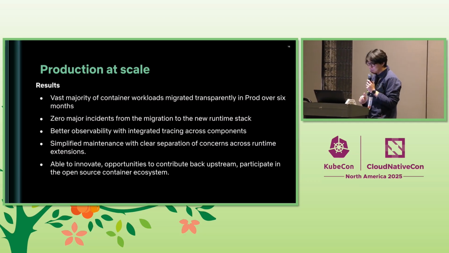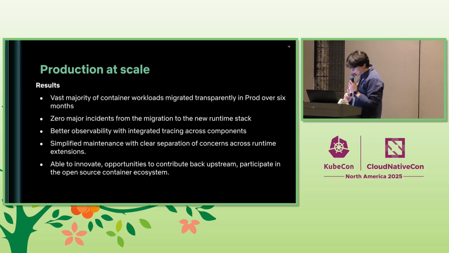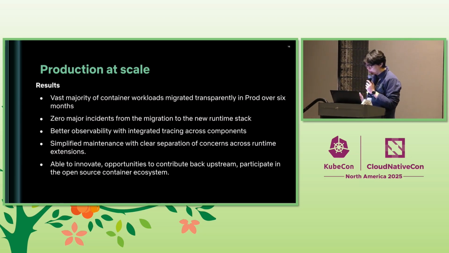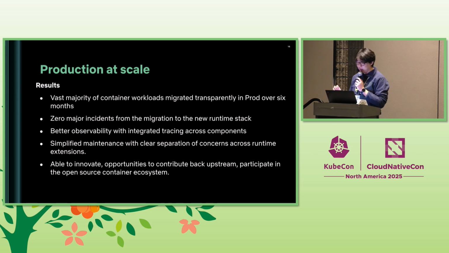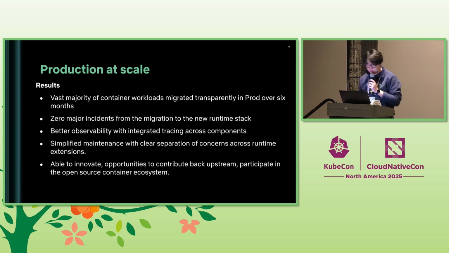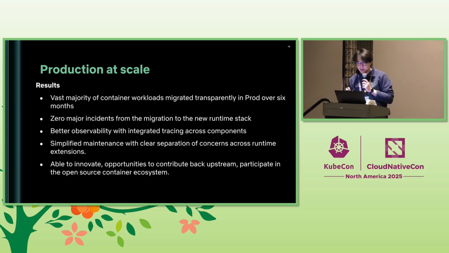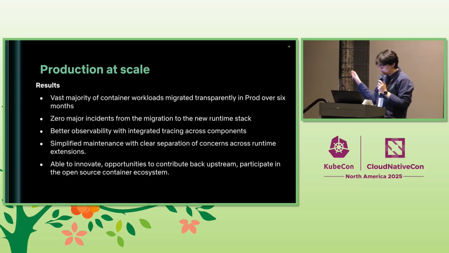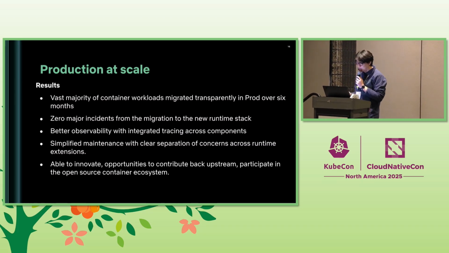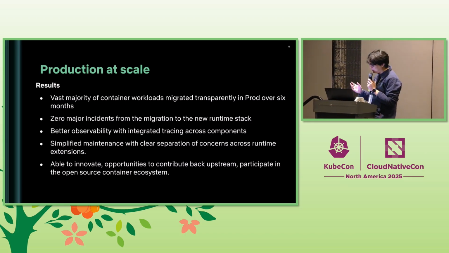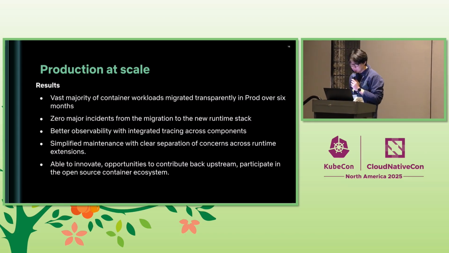infrastructure change. We also now have better observability. We can integrate tracing across all these different components. The separation into all these distinct extension points makes it much easier to understand what's happening when things actually go wrong. Maintenance is significantly simplified too. The clear separation of concerns makes the code base easier to understand and modify compared to the old monolithic, esoteric runtime layer that we had before.